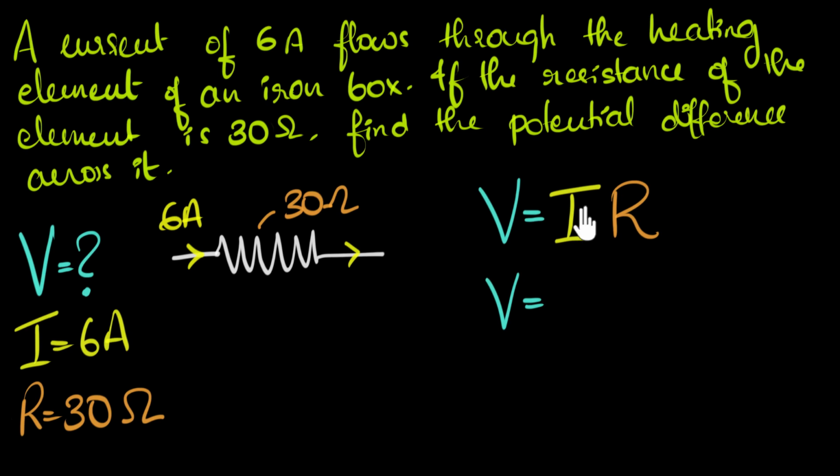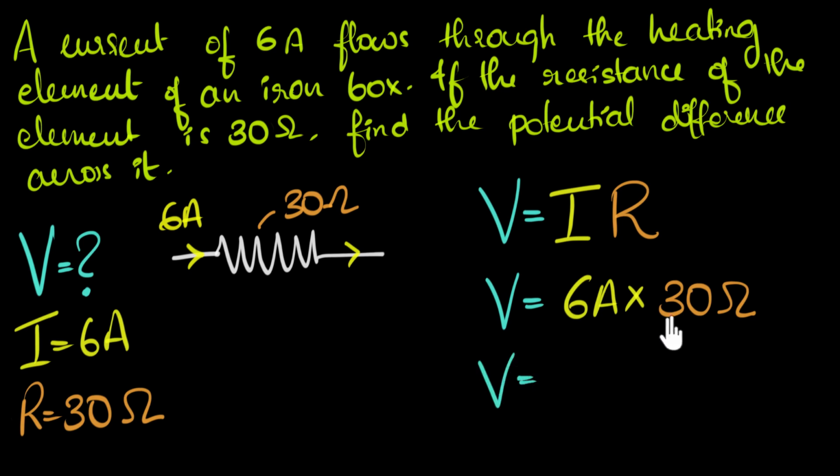So V is going to be I, that's 6 amps, times R, which is 30 ohms. So V is going to be 6 times 30, it's 180. The unit looks like ampere ohms. But if you look at it, ampere ohms is actually what volt is.